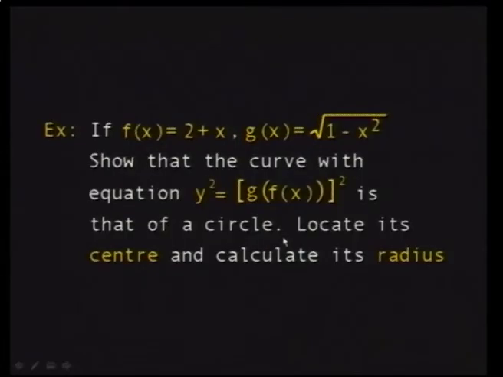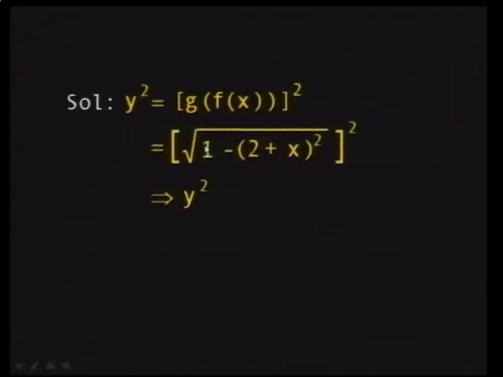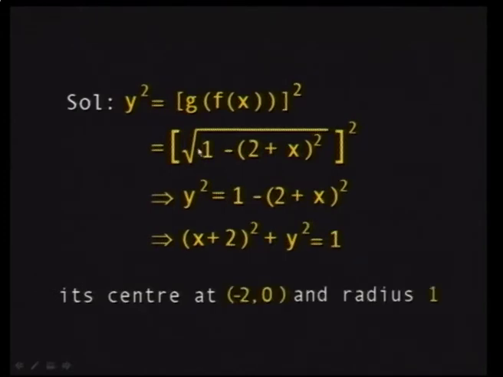Here, this is a nice example. You have f and you have g, and you want the composition here to constitute the equation of a circle. So all you have to do is that instead of x here, you substitute the square root of 1 minus x squared. I'm sorry, instead of x here, because g of f, instead of x, you substitute 2 plus x. So if you do this, then you get here the square root of 1 minus (2 plus x) squared.